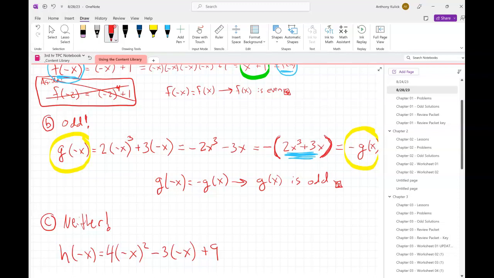Is everybody okay with how I plugged that in? Okay. So what is 4 times negative x squared? How do I simplify that? What's negative x squared simplify to? X squared. So that just turns into 4 times x squared. Good. Thanks, Ellie. And then what's negative 3 times negative x? 3x. Positive 3x. Great. And then plus 9 just stays plus 9.